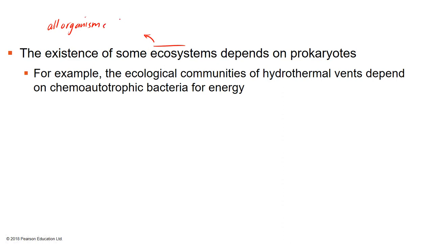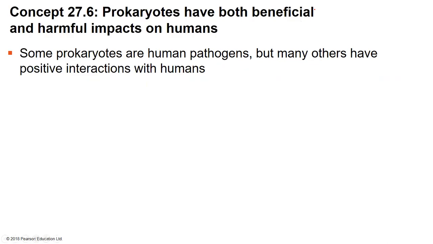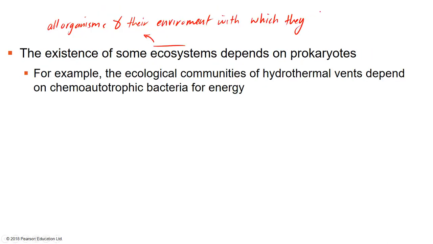and their environment with which they interact. So basically, an ecosystem consists of the environment and the organisms within this environment and how they interact with each other and with the environment surrounding them, okay, with which they interact. Okay.